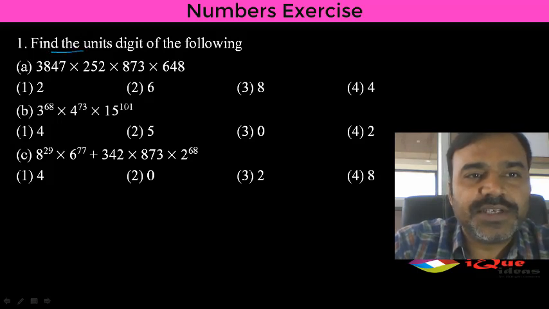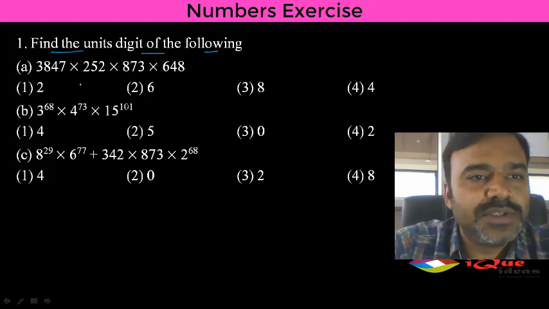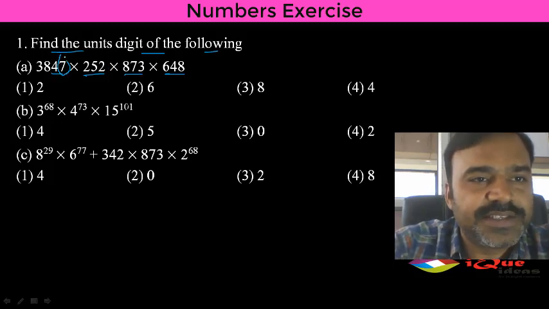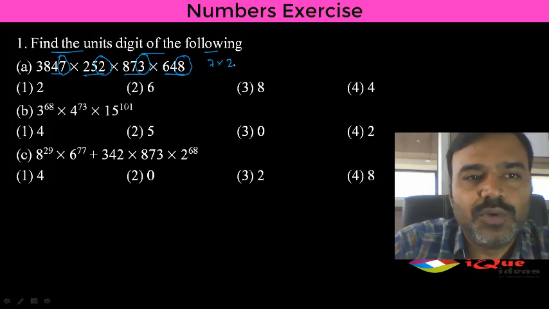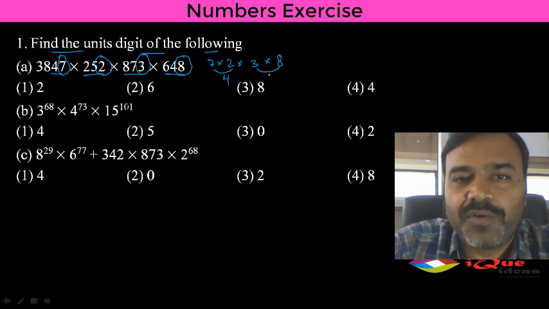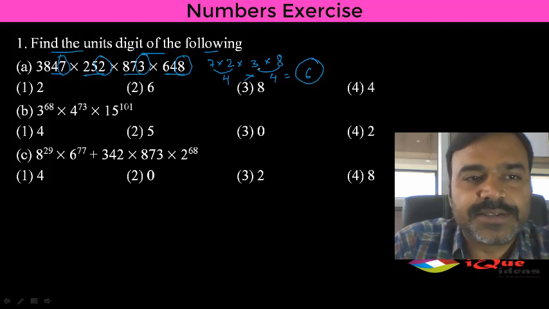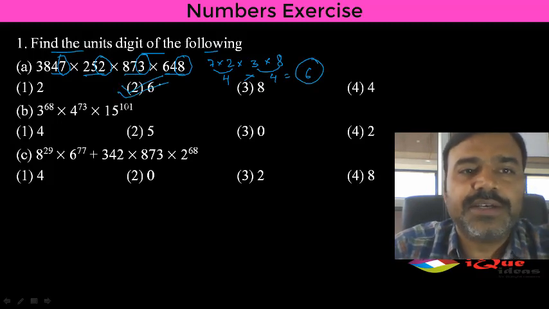Let's start with the first question. It says find the units digit of the following. This is a product: 3847 into 252 into 873 into 648. Now when we have to find the unit digit of a product, just consider only unit digits. So in the first number it is 7, second number it is 2, third number it is 3, and the last number it is 8. So we have to multiply 7 into 2 into 3 into 8. 7 into 2 is 14, so just take only the unit digit of that number, that is 4. 3 into 8 is 24, so take only 4. Now 4 into 4 is 16, so the last digit will be 6. Look at the options, second option is the correct answer.